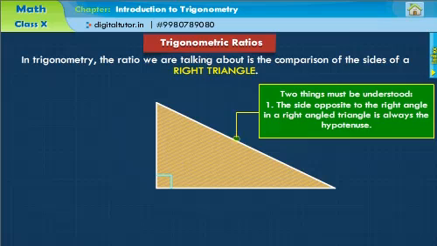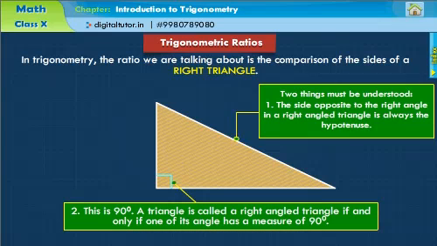Two things must be understood. The side opposite to the right angle in a right-angled triangle is always the hypotenuse. This is 90 degrees. A triangle is called a right-angled triangle if and only if one of its angles has a measure of 90 degrees.